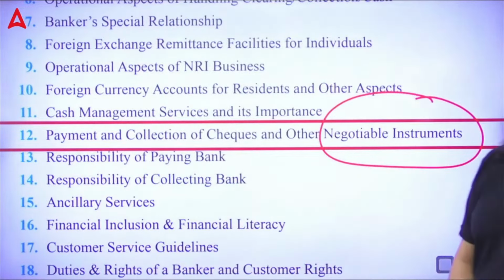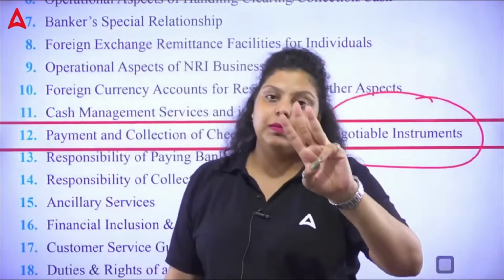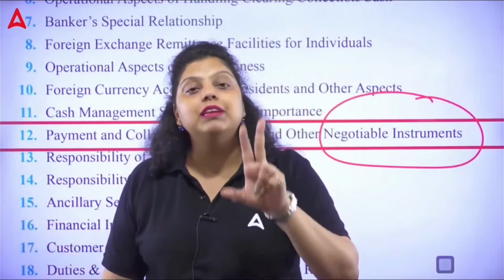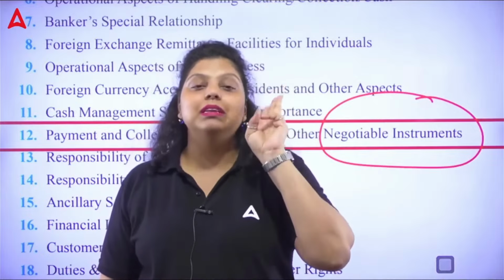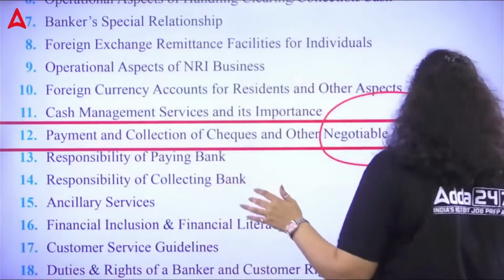Okay. Now a check has three parties mainly: drawer, drawee, and payee. Drawer means the person, the maker of a check, the issuer of a check. Drawee means always a bank. And the payee means the receiver of the check. These are the three parties in a check.